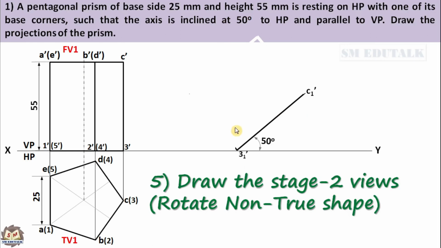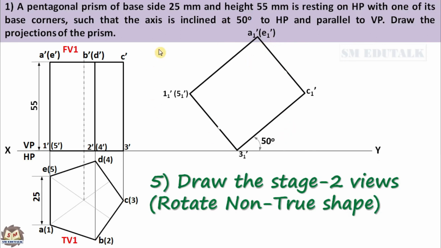Next, draw one more line from 3-1 dash which is perpendicular to the existing line. The length of this line is equal to the width of this rectangle, and the other end is marked as 1-1 dash bracket 5-1 dash. Similar to this line, draw one more line at the other end of this line having the same length, and the line ends with A1 dash bracket E1 dash. Now close the rectangle. Now we have got the boundary of the stage 2's front view.